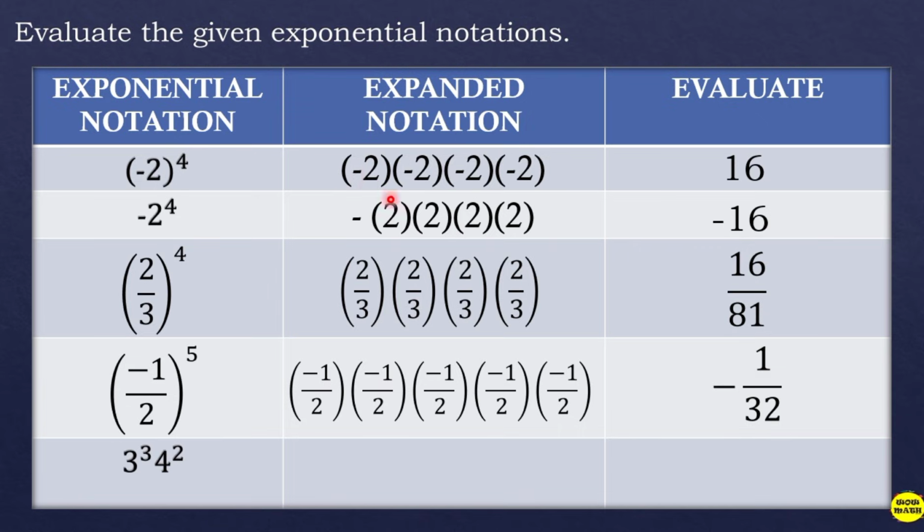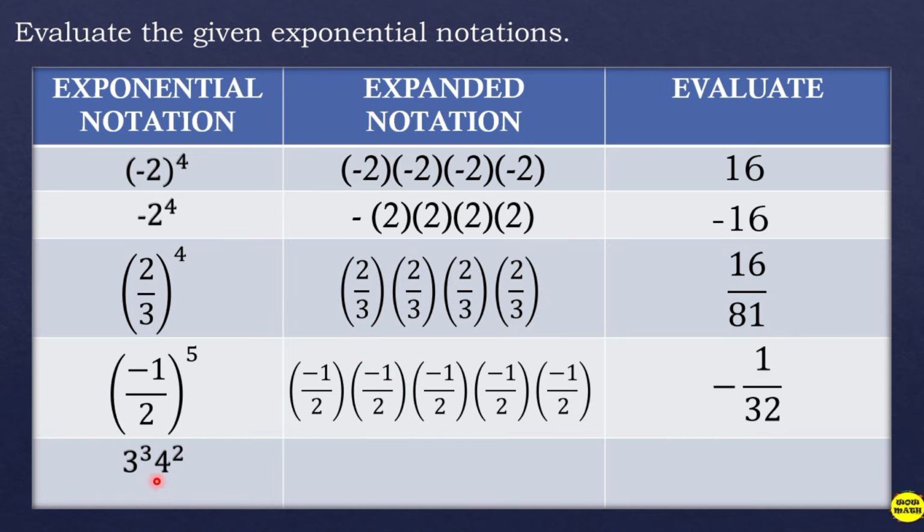Kapag even, kagaya nito, 1, 2, 3, 4. 4 is an even number, positive. Okay? So 1, 2, 3, 4, 5. 5 is an odd number, negative. Okay? Para hindi tayo mahirapan at magkamali sa sign, bilangin nyo po yung negative sign.